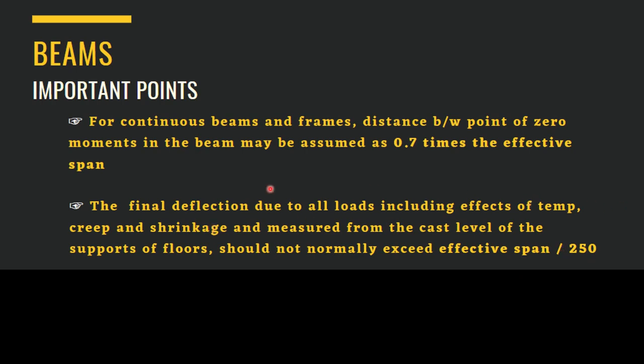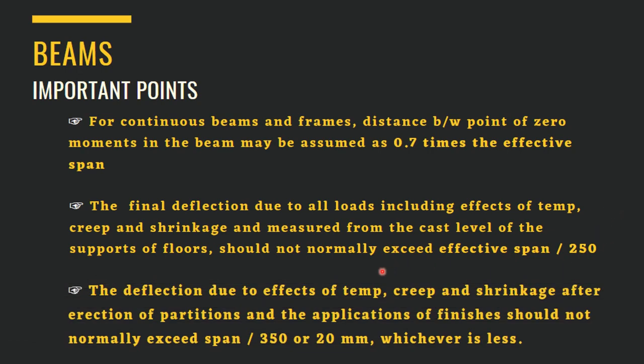This is the most important point which can be asked in any examinations frequently. The final deflection due to all loads, including temperature, creep, shrinkage, etc., shall not normally exceed effective span divided by 250. Another deflection criterion is the deflection due to effects of temperature, creep, and shrinkage after erection of partitions and the application of finishes, which should not normally exceed span by 350 or 20 mm, whichever is less. So these 2 points are most important for competitive examinations and any interviews.